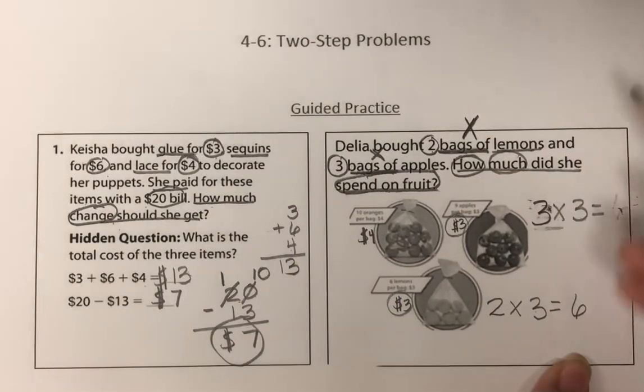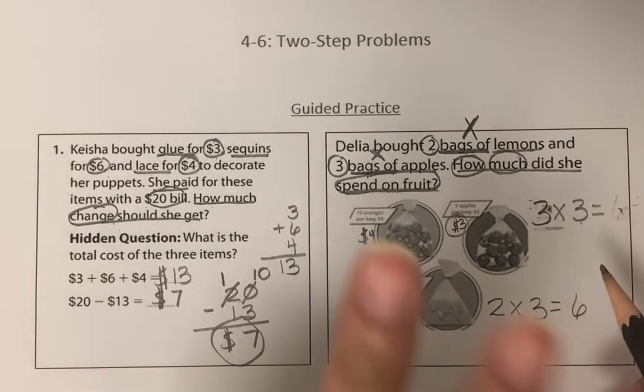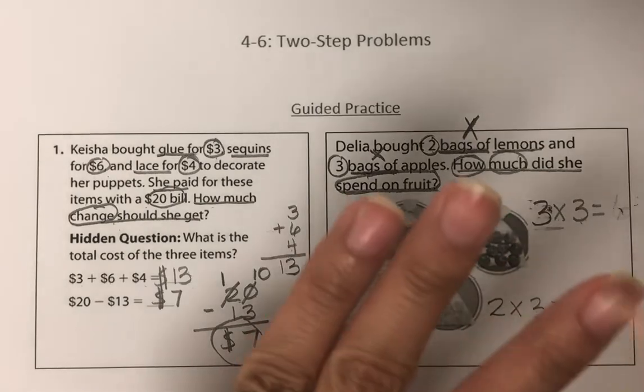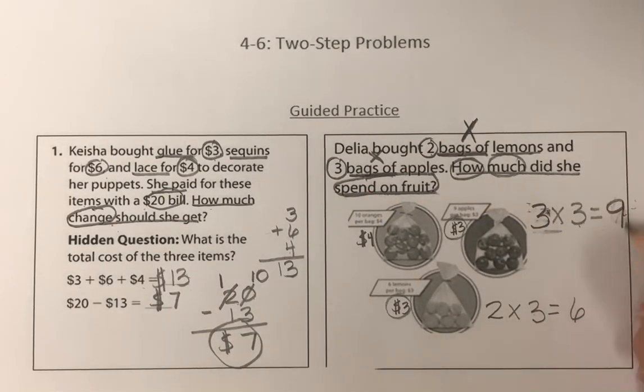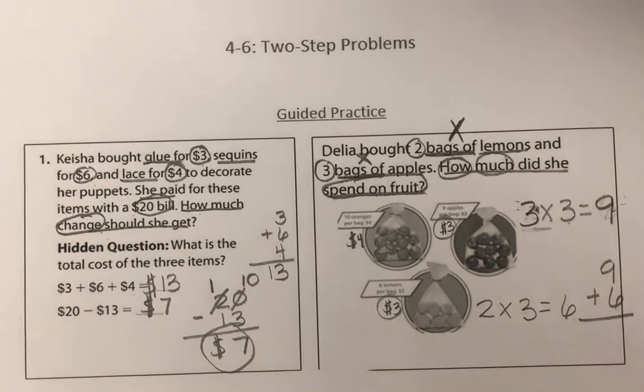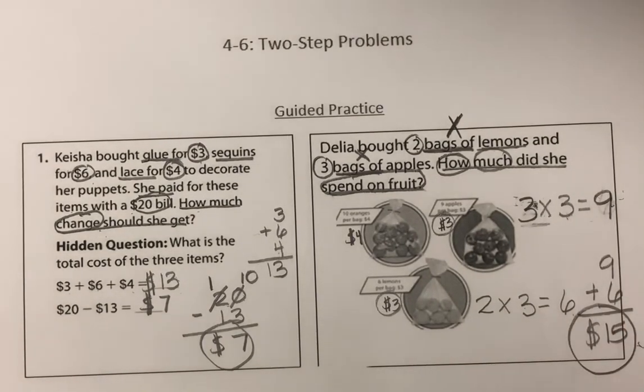Okay, so now I'm skip counting by 3s 3 times. 3 plus 3 plus 3, 3 times. That's 3, 6, 9. How much did she spend on the fruit? We need to combine 9 and 6. 9 plus the 6. We're going to add. And we get 15. 15 is the total amount of money that she spent.